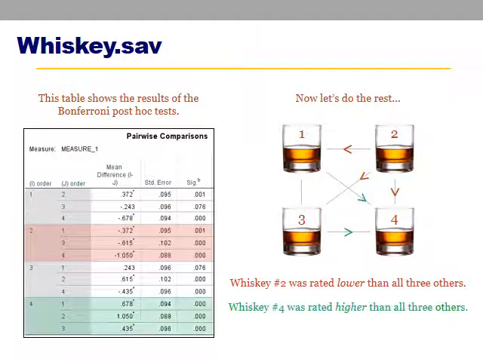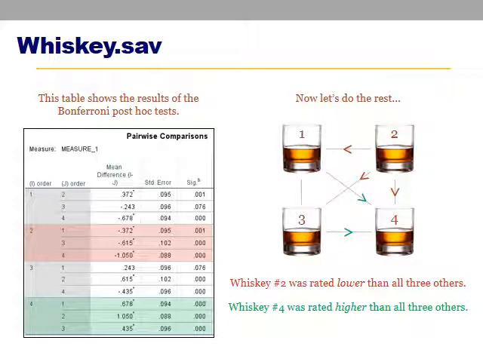On the other hand, if we look at whiskey 4, which in the green highlighted area is being compared against whiskeys 1, 2, and 3, we see that all of those differences are significant, and all of those differences are positive. What that tells us is people rated whiskey 4 as tasting better than whiskey 1, whiskey 2, and whiskey 3. In other words, whichever whiskey people tasted last was reliably their favorite.